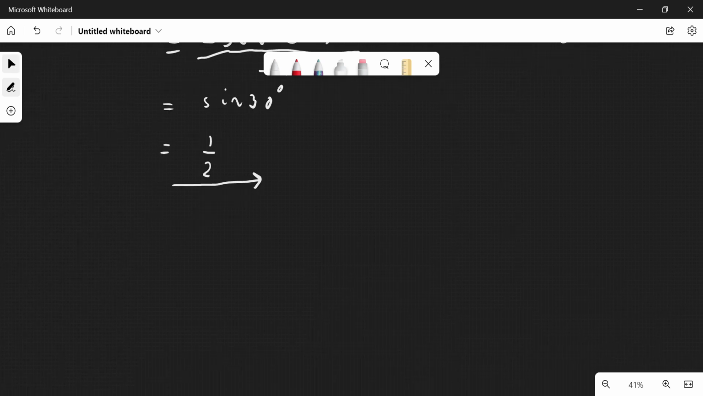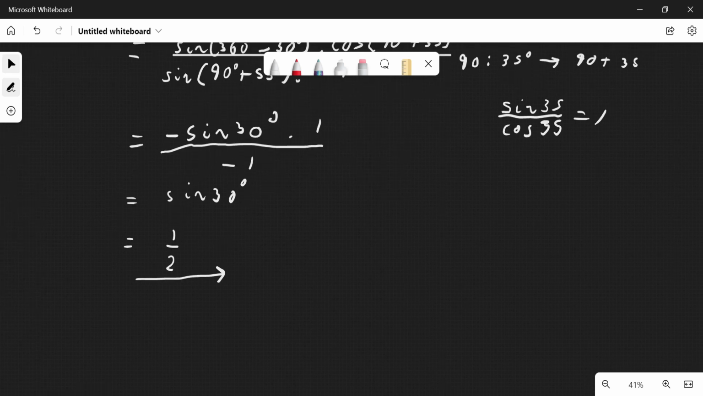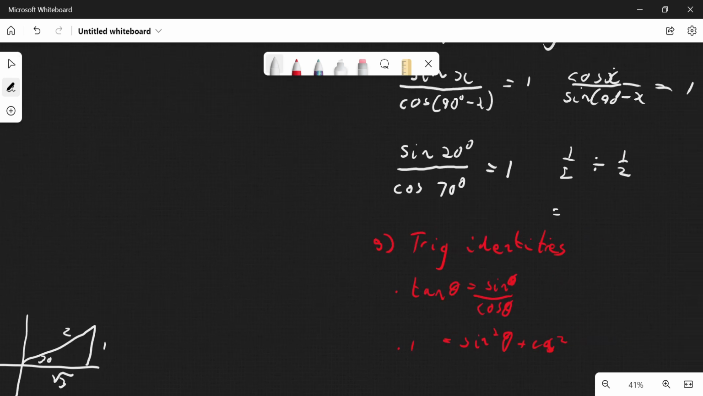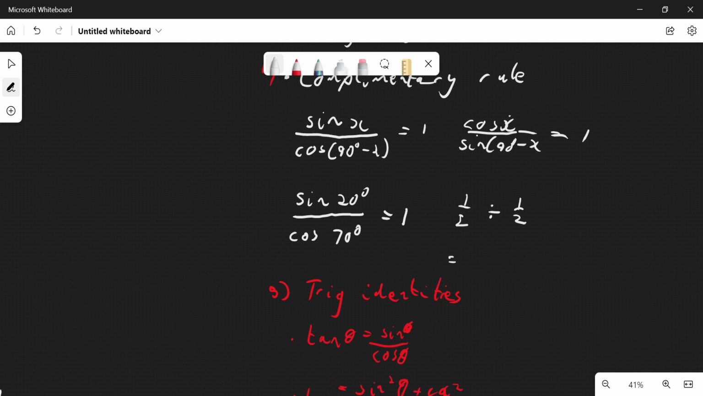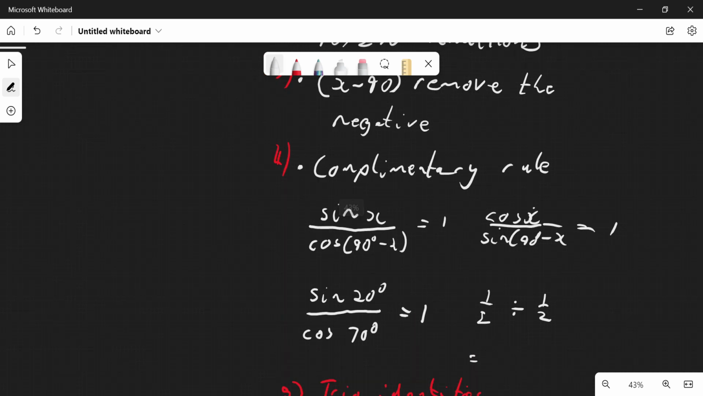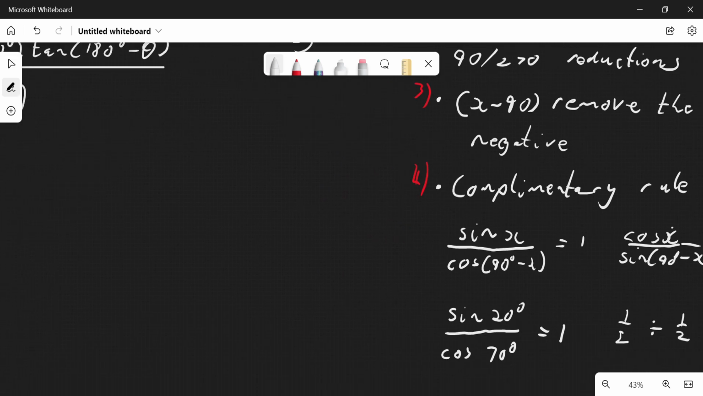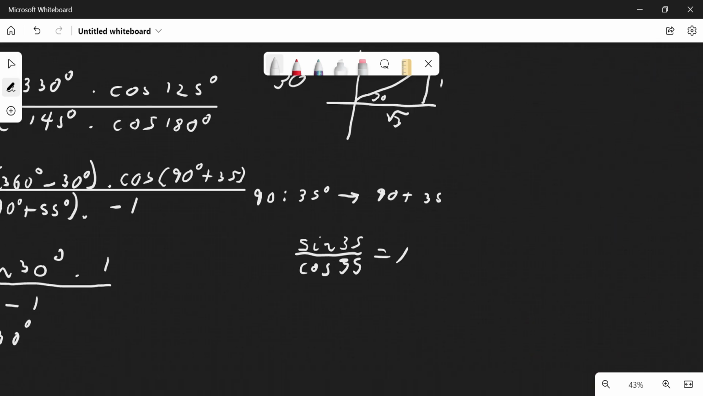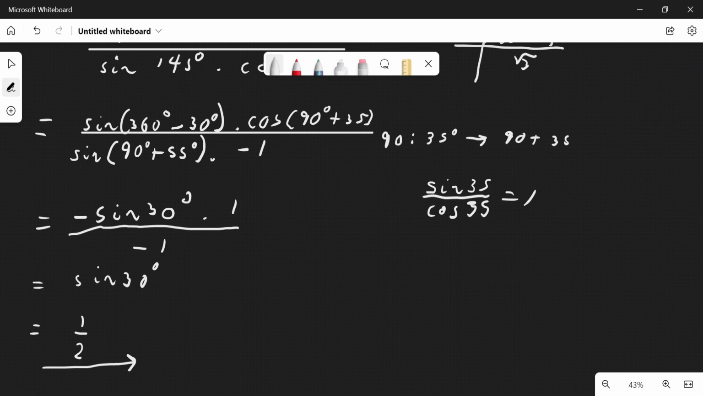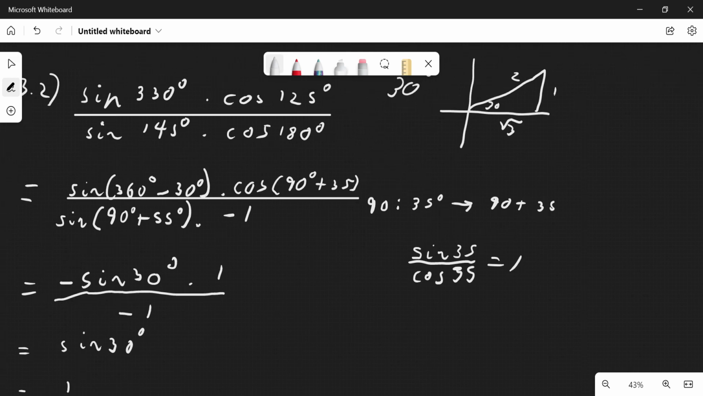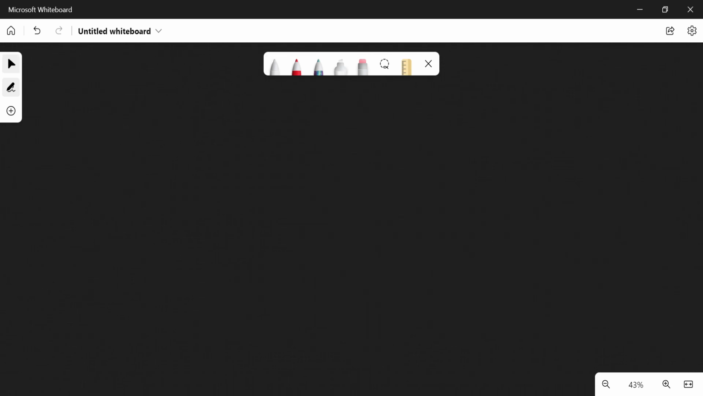Okay, so you see how we apply these things here. Identities can come up, your complementary rule can come up, your 90 reductions, your 180 reductions, and cos is always going to be something you think of. I applied in this question alone cos, my complementary rule, a 90 reduction, and a 180 reduction. I applied all of it in just this question. All right. So 3.3.